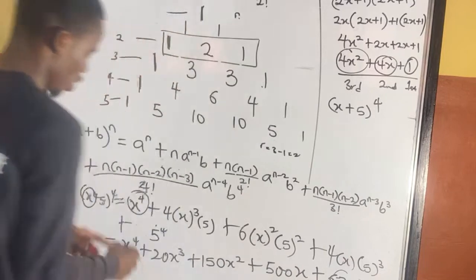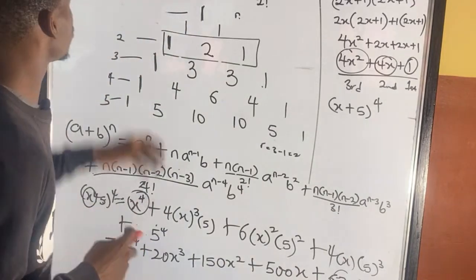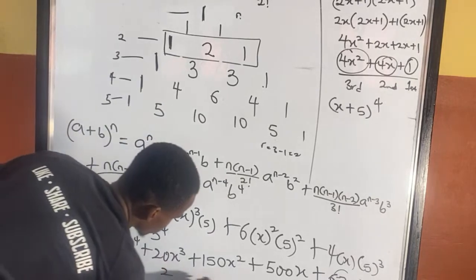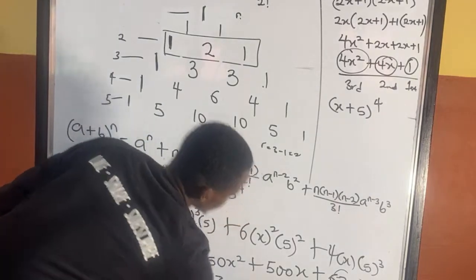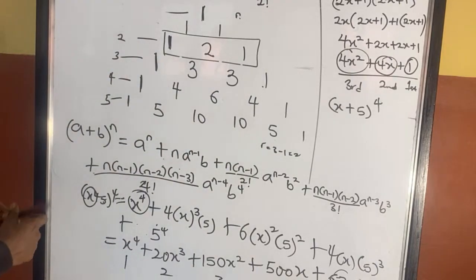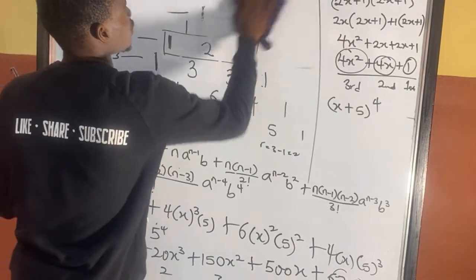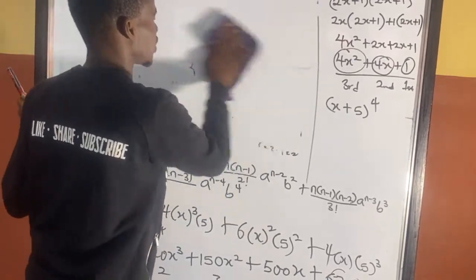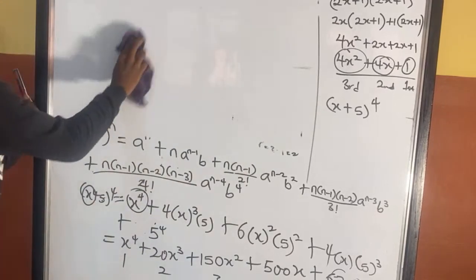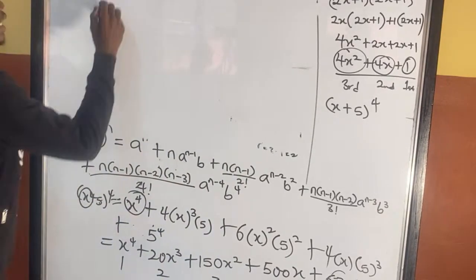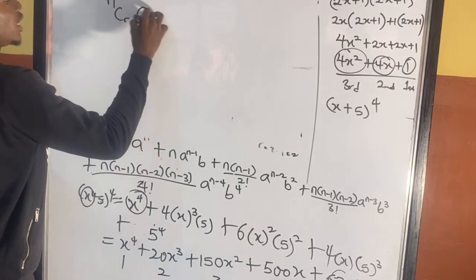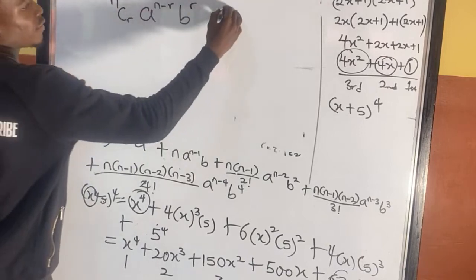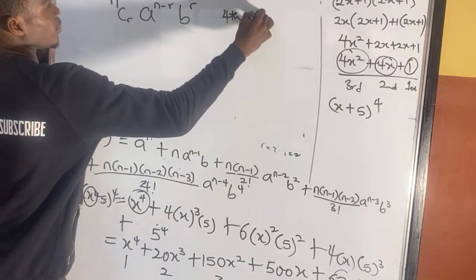So now, in order for us to check, I will ask the people in the studio, what term should we check for? This is the first, second, third, fourth, fifth. What term should we check for? Fourth term. So now, let's use the formula we have learned in the previous session to solve for the fourth term. N combination R, a raised to the power of N minus R, b raised to the power of R. Find the fourth term.